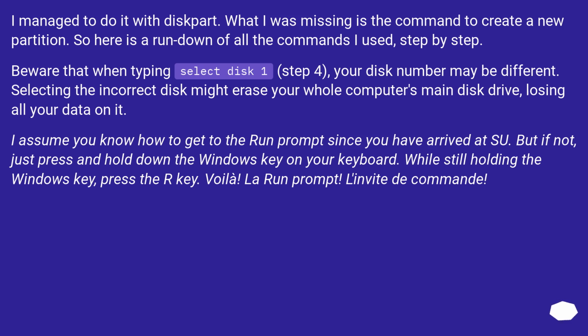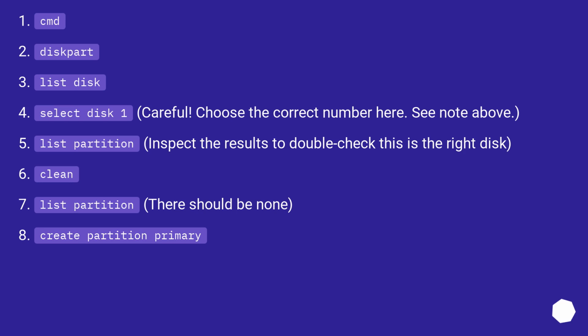I assume you know how to get to the run prompt since you have arrived at this video. But if not, just press and hold down the Windows key on your keyboard. While still holding the Windows key, press the R key. Voila! The run prompt. Type CMD. DiskPart. List disk. Select disk 1, careful.